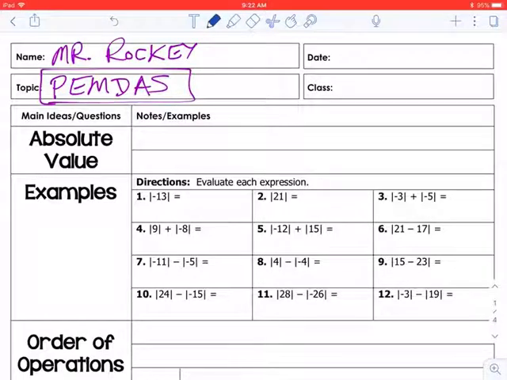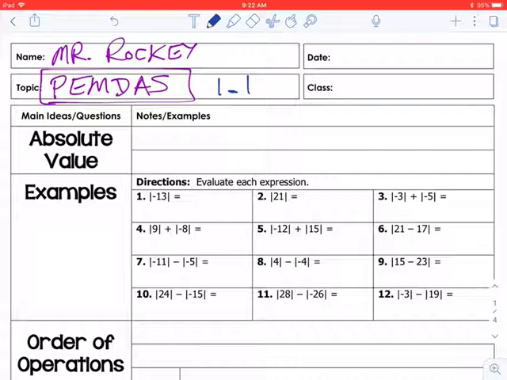All right, welcome to our first lesson. This is chapter 1, section 1. We're going to be talking about PEMDAS. So this is chapter 1, section 1, so we'll call it 1.1.